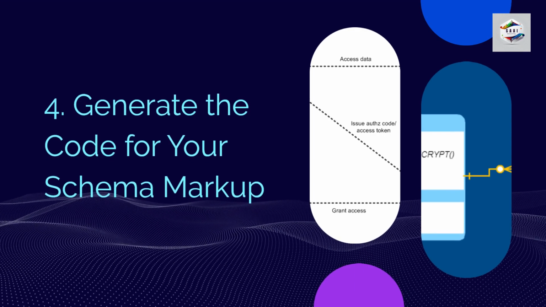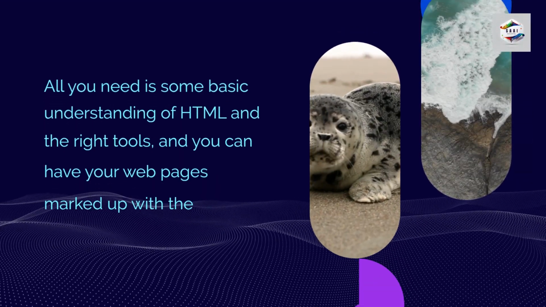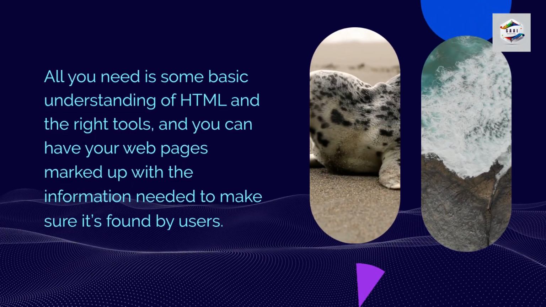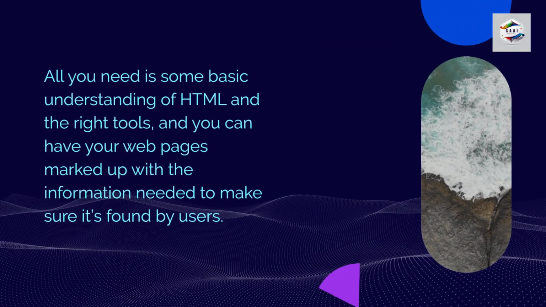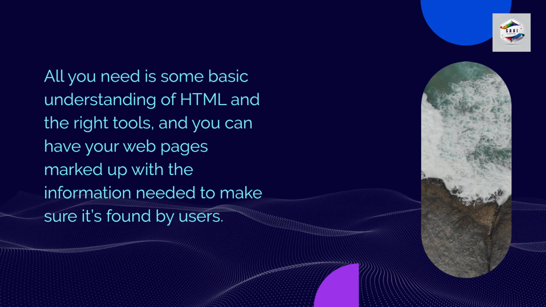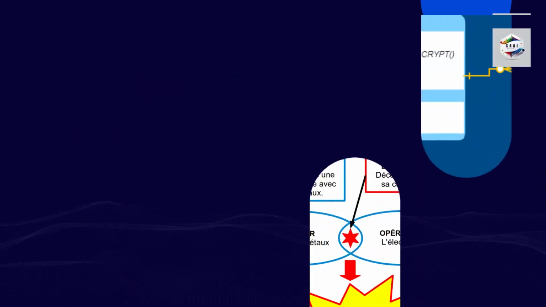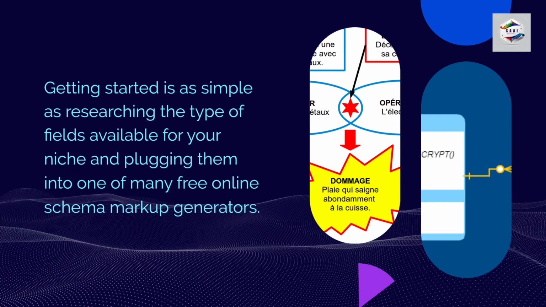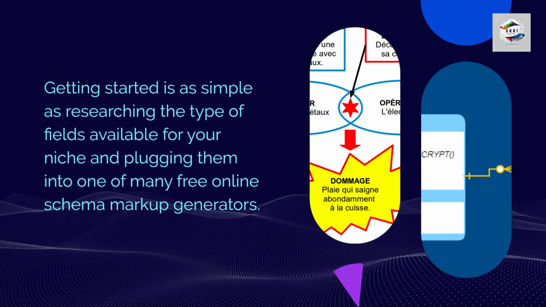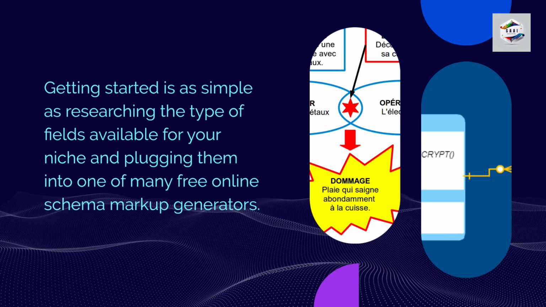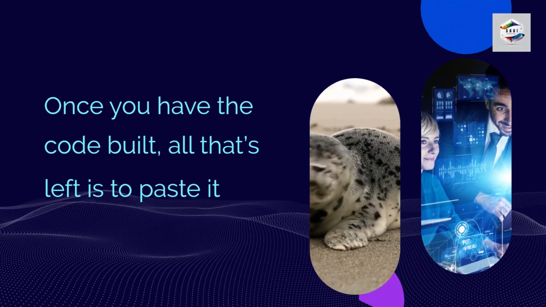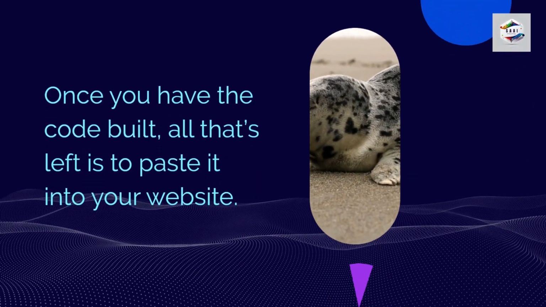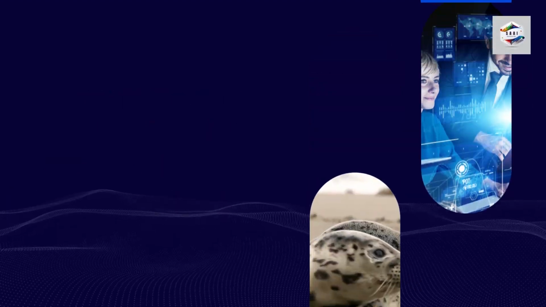4. Generate the code for your Schema Markup. All you need is some basic understanding of HTML and the right tools, and you can have your web pages marked up with the information needed to make sure it's found by users. Getting started is as simple as researching the type of fields available for your niche and plugging them into one of many free online Schema Markup generators. Once you have the code built, all that's left is to paste it into your website.